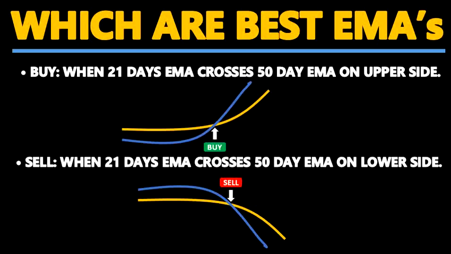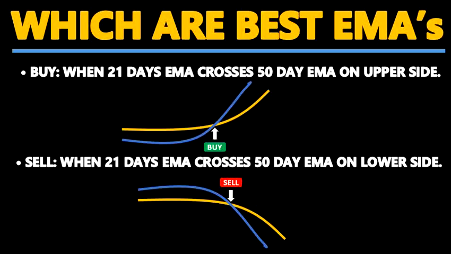As you can see now, buy when the 21-day EMA crosses the 50-day EMA on the upper side. The blue line is the 21-day moving average and the yellow line is the 50-day moving average. So when the 21-day moving average is crossing the 50-day moving average from the lower side, it is indicating a buy signal. That is where you have to buy that asset.